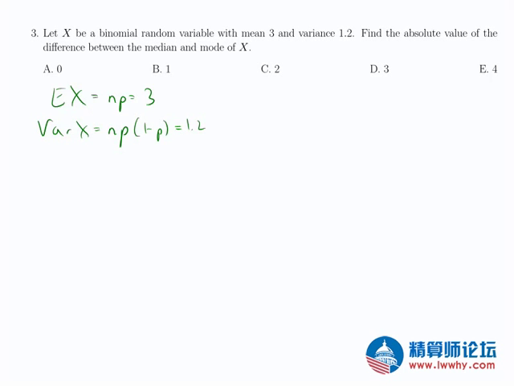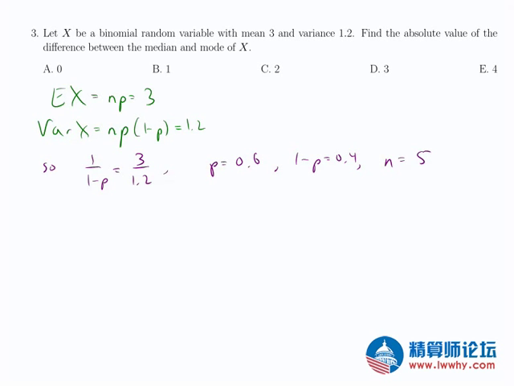If I combine these and I divide, say, take the first one divided by the second one, I get 1 divided by 1 minus p. That's going to be equal to the mean 3 divided by the variance of 1.2. And solving that equation for p, I get that p is equal to 0.6, 1 minus p is equal to 0.4, and I get that n is equal to 5.